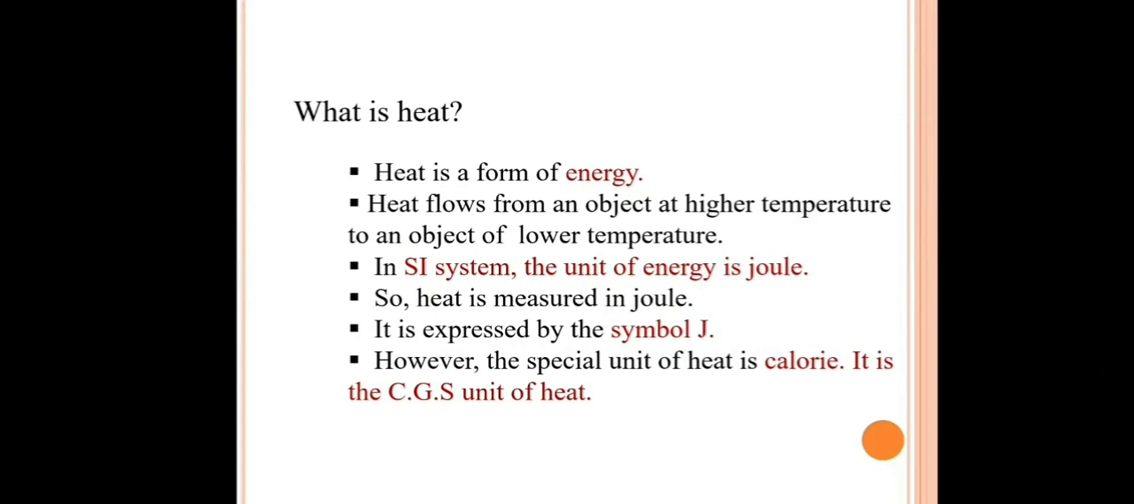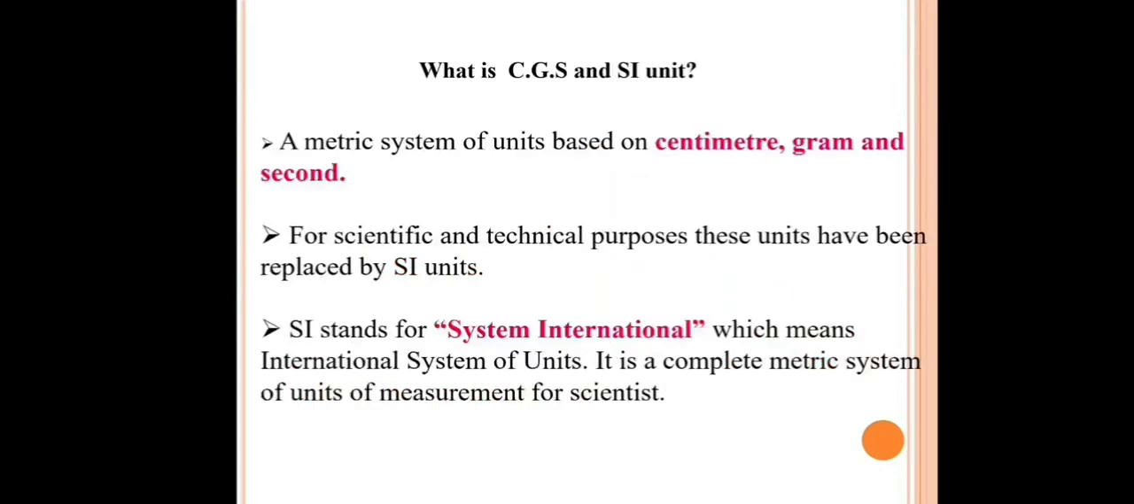What are the CGS and SI units? Let's see. CGS means centimeter, gram and seconds. SI means Système International, which means International System of Units. For scientific and technical purposes, this SI unit has come.